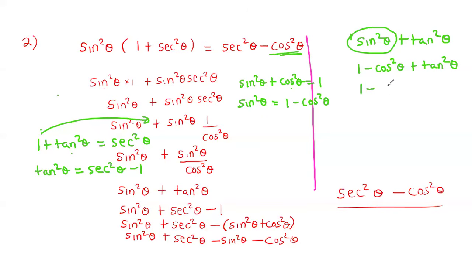So you can say 1 minus cos squared theta plus sec squared theta minus 1. So 1 minus 1 is 0, and you end up with negative cos squared theta plus sec squared theta, which you can now write in a good way as sec squared theta minus cos squared theta. So you can as well do it like that. There's no problem.